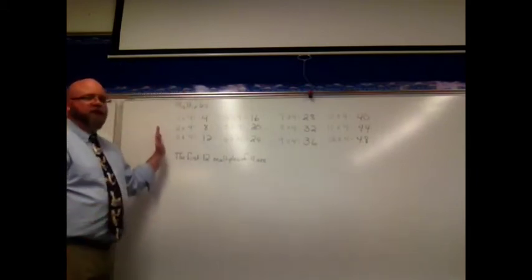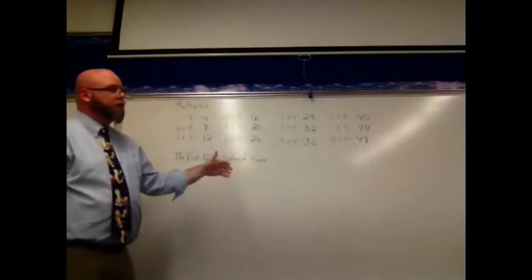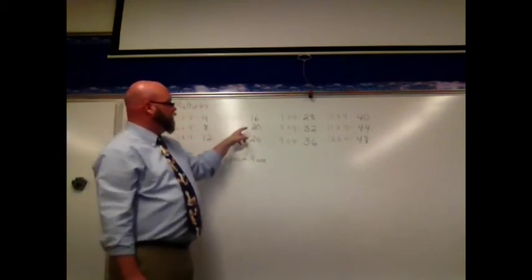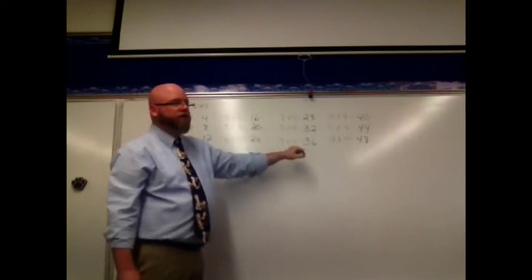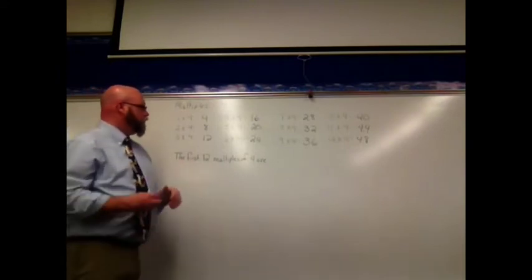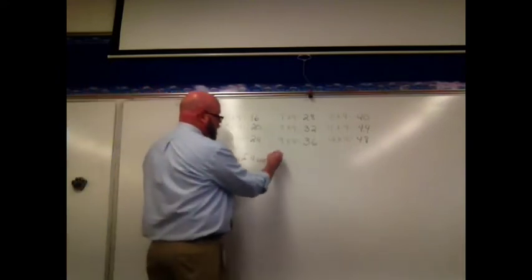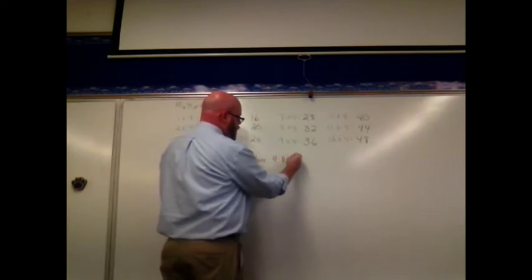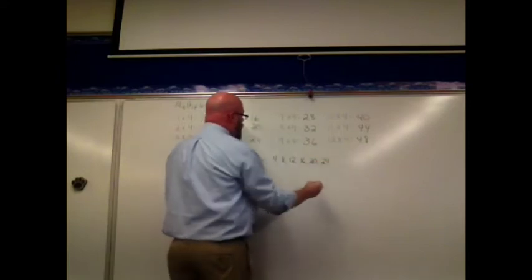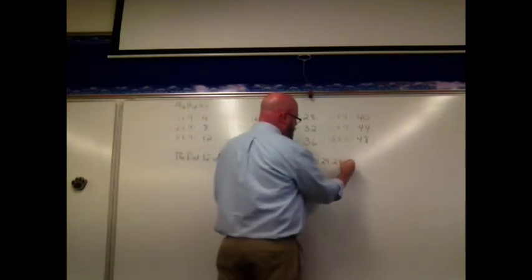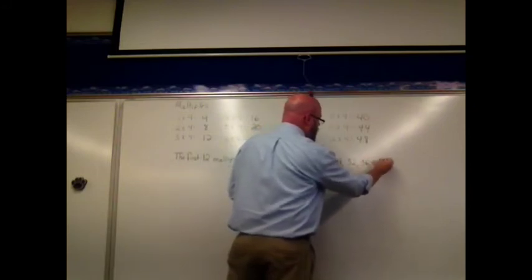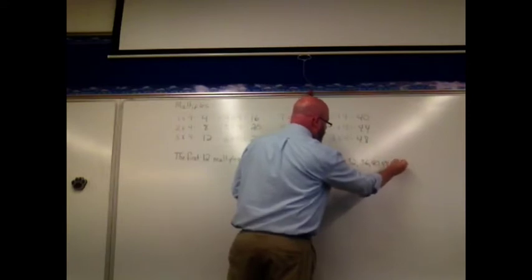Now the answers to these 12 multiplication problems give us the multiples of 4. 4, 8, 12, 16, 20, 24, 28, 32, 36, 40, 44, and 48. So we could say the first 12 multiples of 4 are 4, 8, 12, 16, 20, 24, 28, 32, 36, 40, 44, and 48.